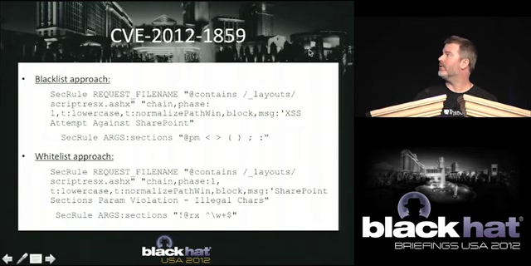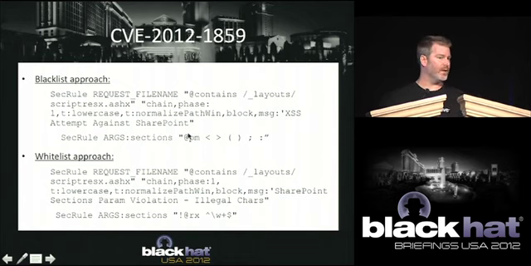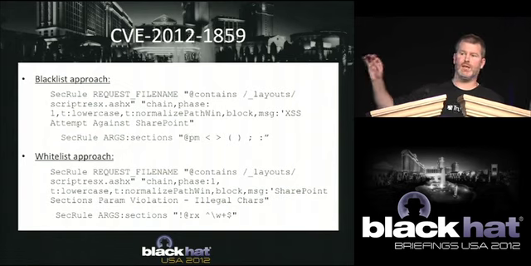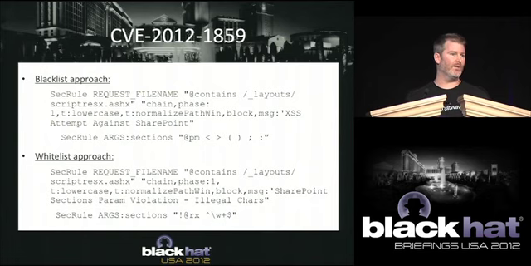I don't know if this is going to work, if you can see my cursor here, right? So we want to look for that specific URL, and then we're looking only in the sections parameter. In this case, we're using a fast pattern match, so it's not a regular expression. It just says if you see any of those meta characters in there at all, that's a match. So you can go that route, a blacklisting approach.